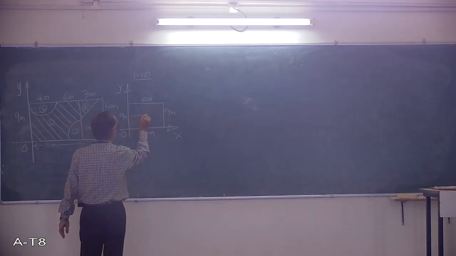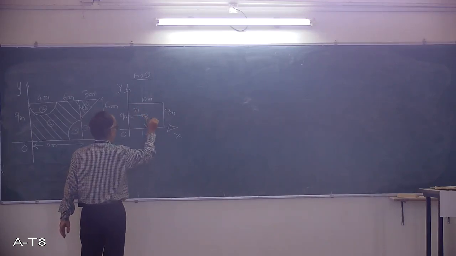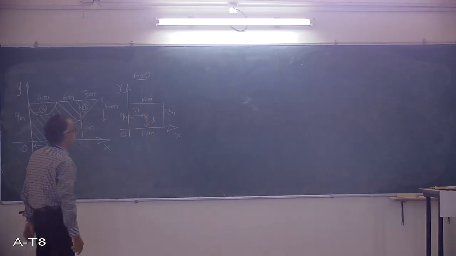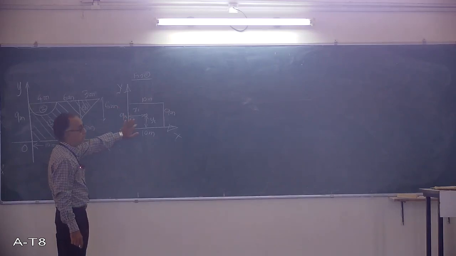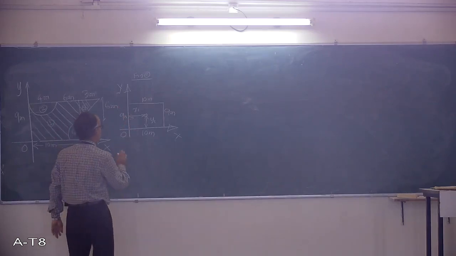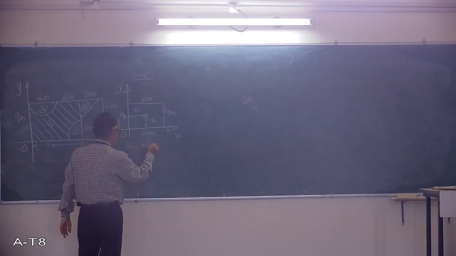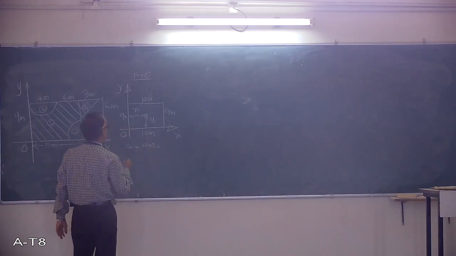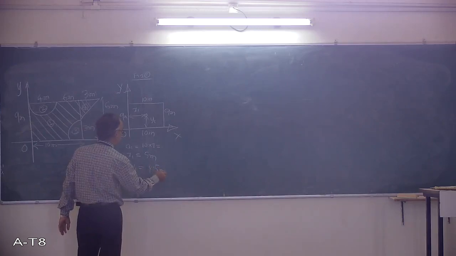This I have repeated in many of my previous classes. This is x1 and this is y1. So I have written the x-axis, y-axis. For each and every figure we have to draw them, otherwise, I told you, the problem will go wrong. Then I write A1, that is 10 into 9 meter square. X1 is half of this, 5 meter. Y1 is half of 9, that is 4.5 meters.